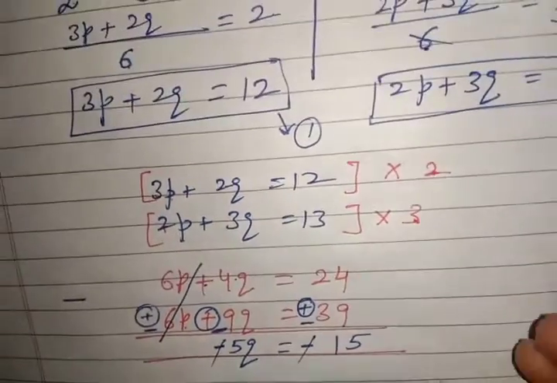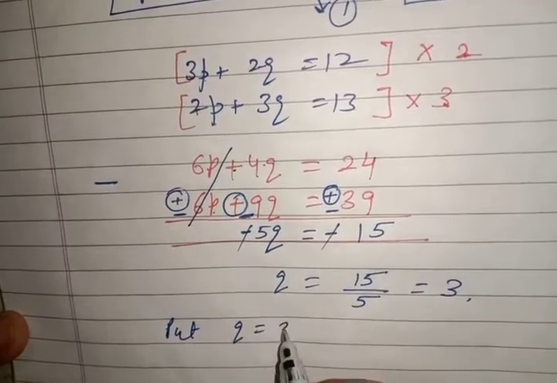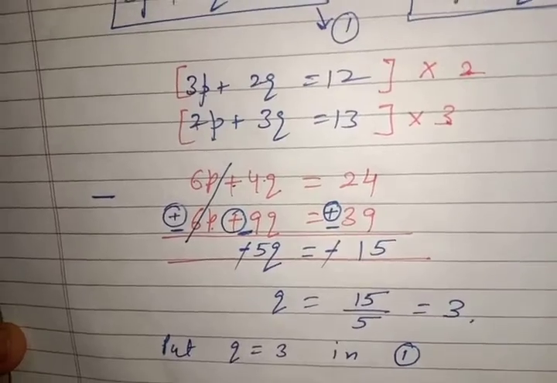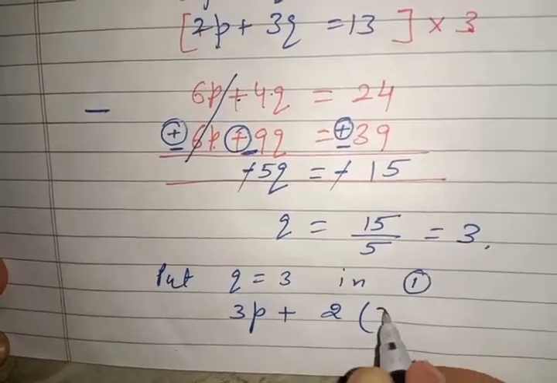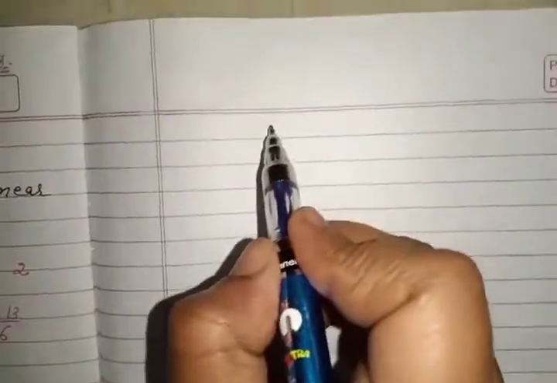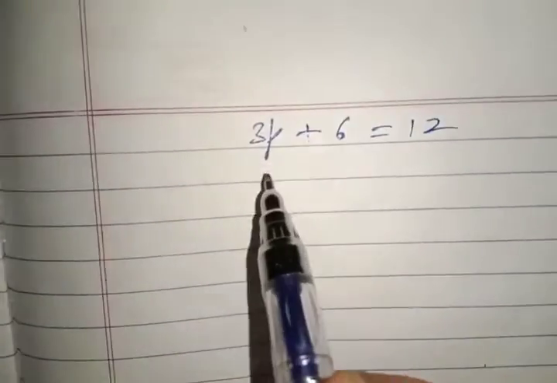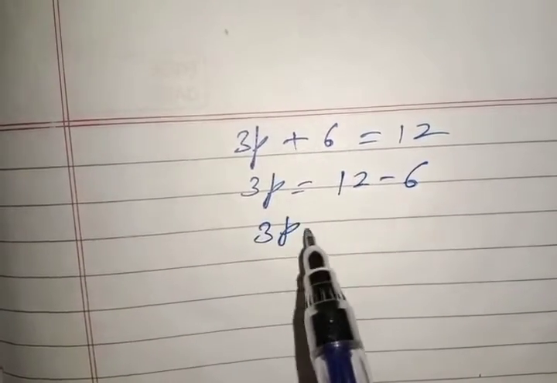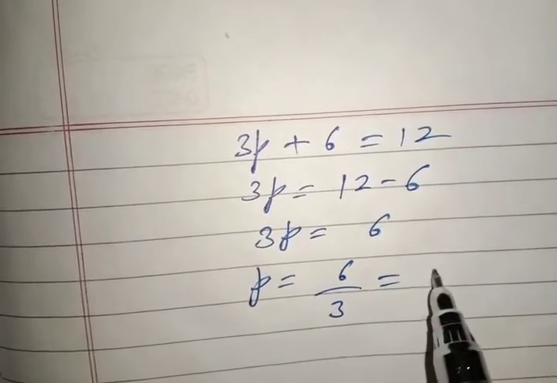You can name these equations, and you can put q equals 3 in any of the equations. So I am putting it in 1. After putting it in 1, this is 3p plus 2 times q, with q as 3, is equal to 12. So this will be 3p plus 6 is equal to 12, and this is 3p is equal to 12 minus 6. 3p is equal to 6, and p is equal to 6 upon 3, which is equal to 2.